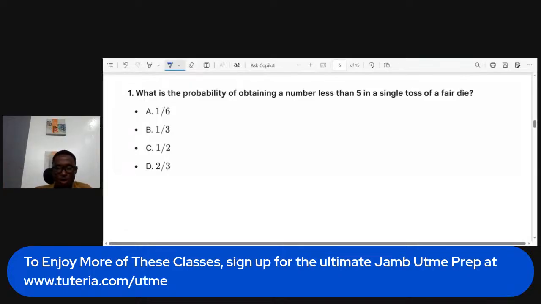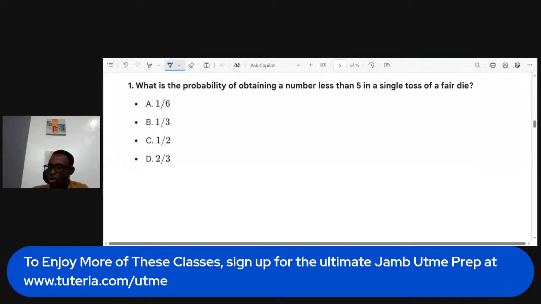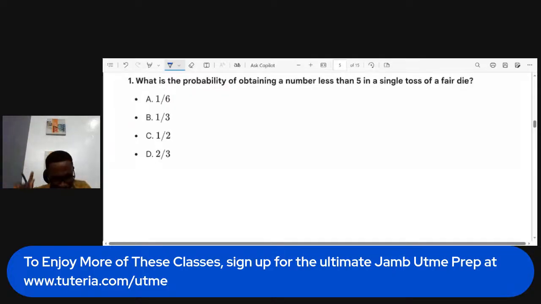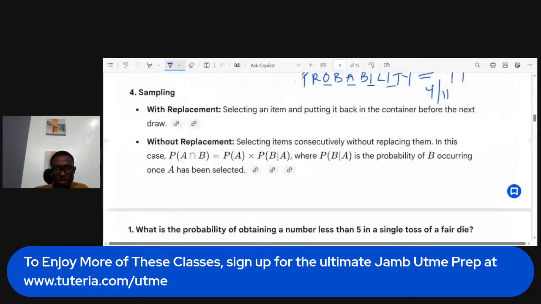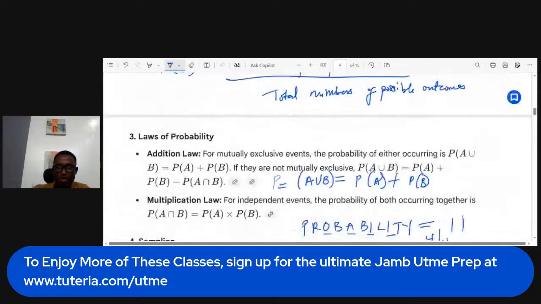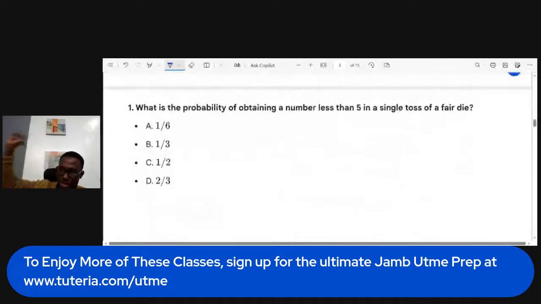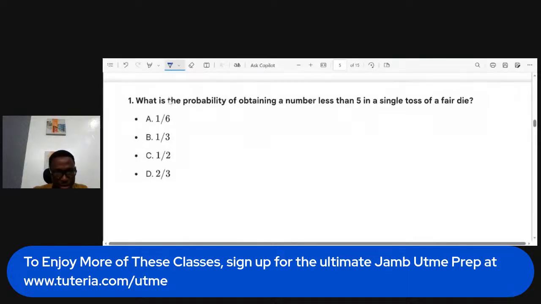So now let's solve. What you need to do first of all is find your total number of possible outcomes. Please don't forget, when you are given a probability question, find the total number of possible outcomes. In this case, we are talking of a fair die. They are not saying 2 dice. A fair die means we are talking of 1 die here. So the total number of possible outcomes is 6.